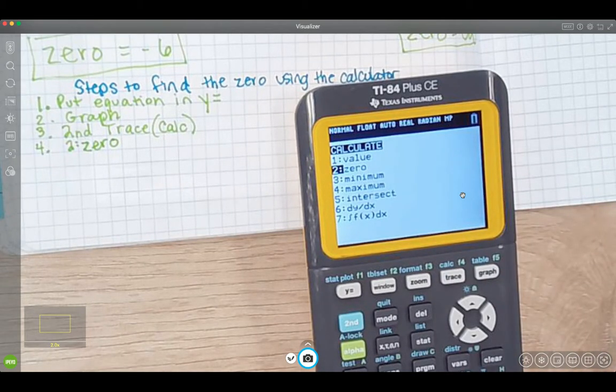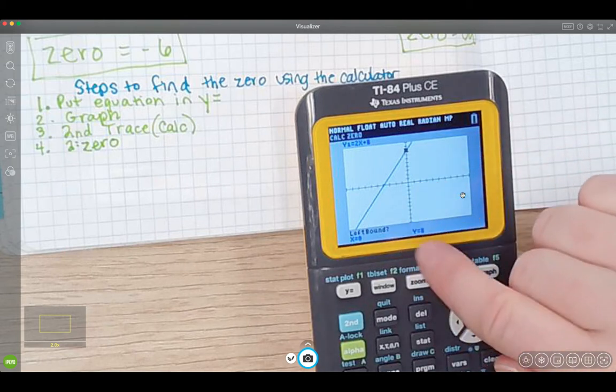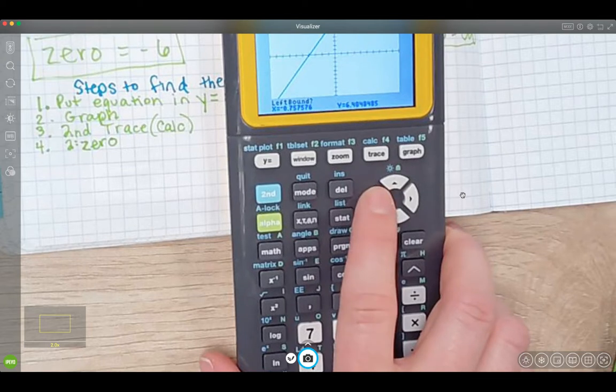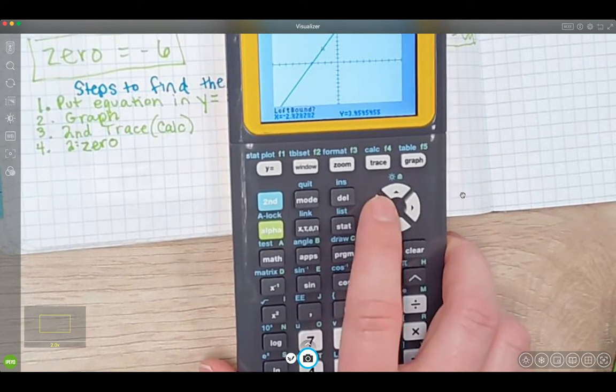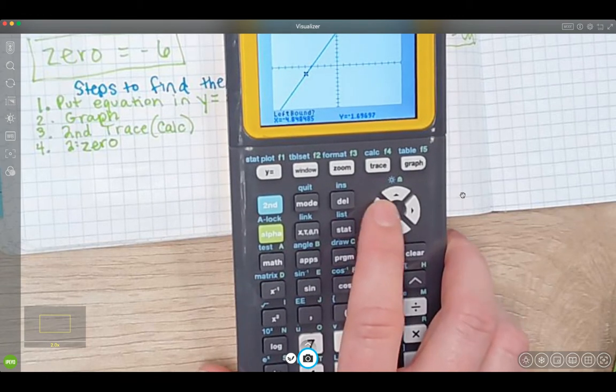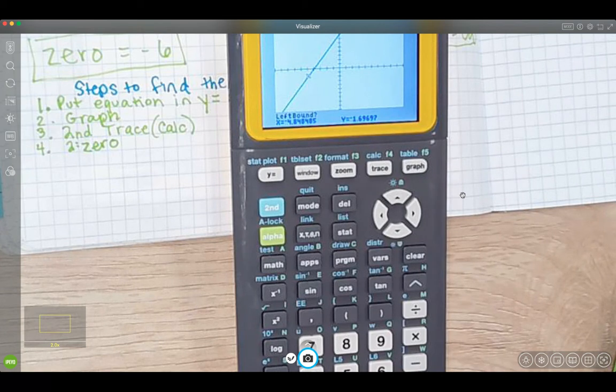So everybody go to number 2, 0. And it says left bound. And so we've got to use our arrow over to get to the left side of where we think the 0 is. So it just needs to be the left side. So look at where mine is. Move yours over. Okay, so it should say left bound.